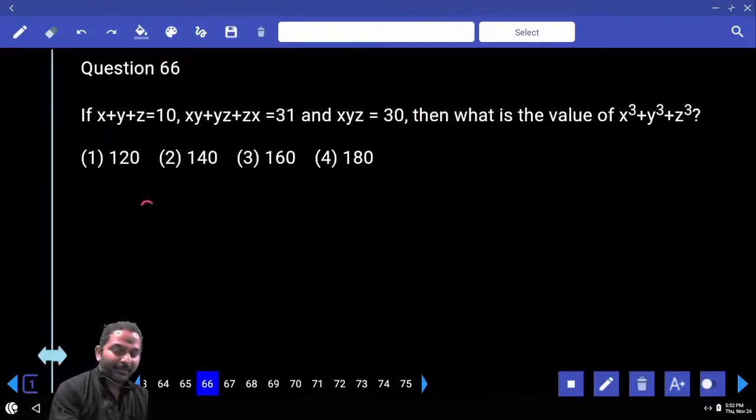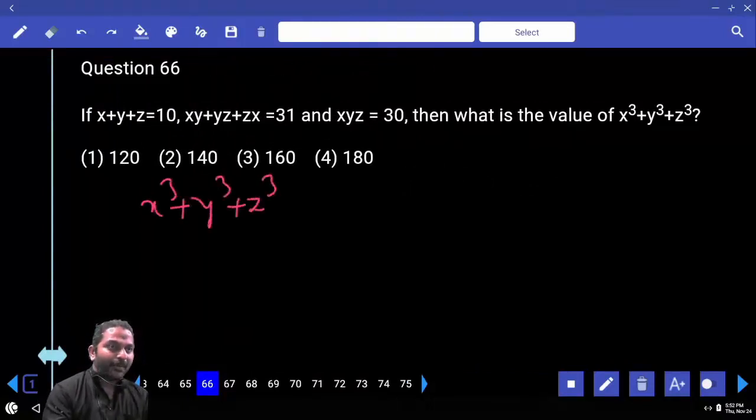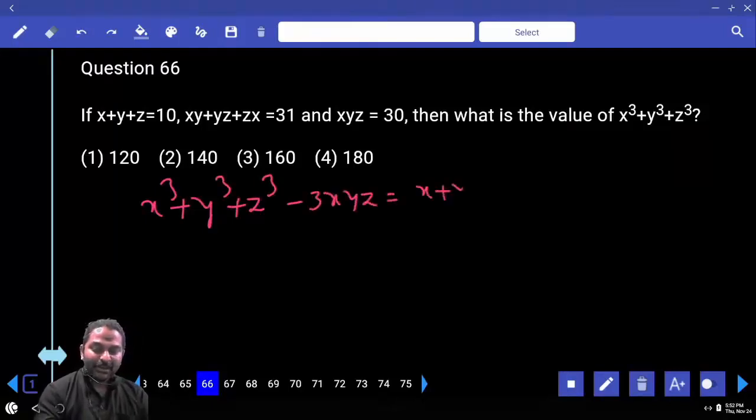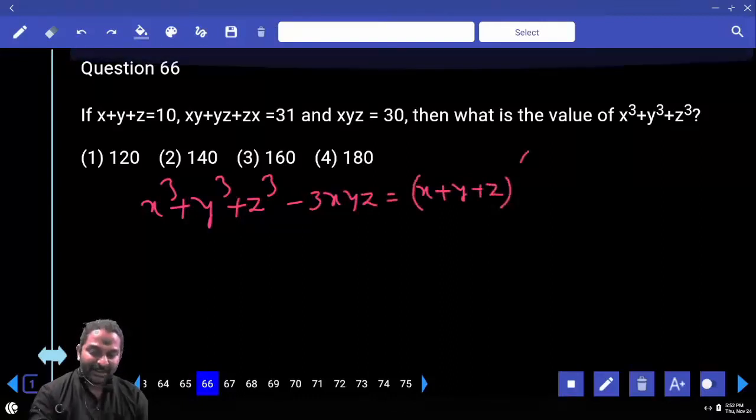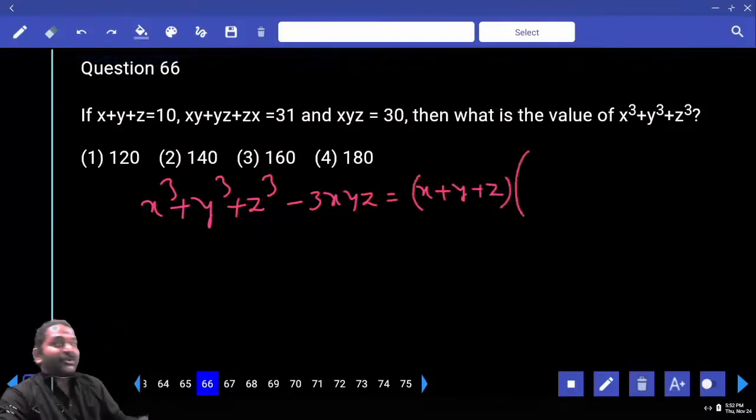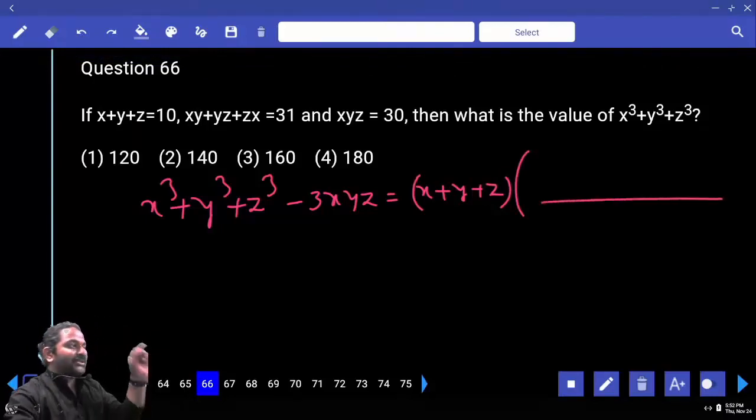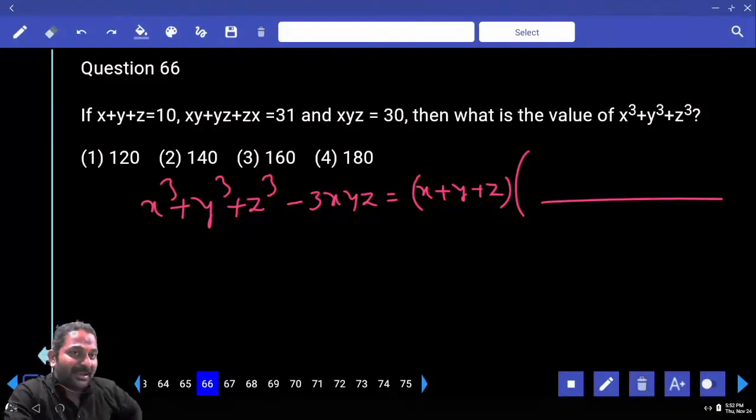Come on, tell me. x cube plus y cube plus z cube minus 3xyz is equal to x plus y plus z into, you are supposed to write, what should actually be written here? x square plus y square plus z square minus xy minus yz minus zx, that is what should be written. But do we have the values of x square, y square, z square? So we will change it, right? How do we change? We have discussed this also.